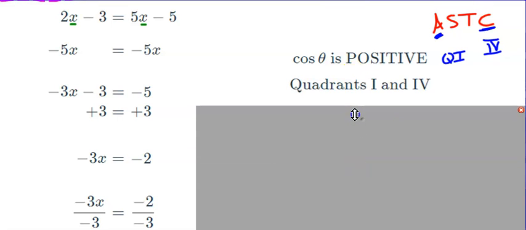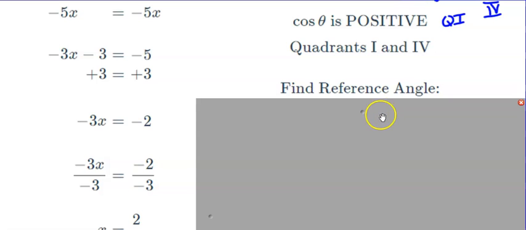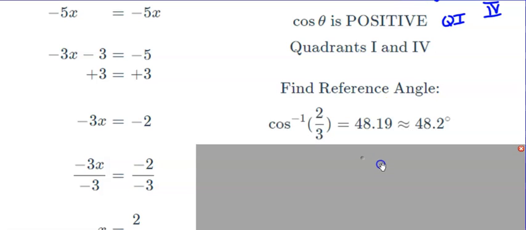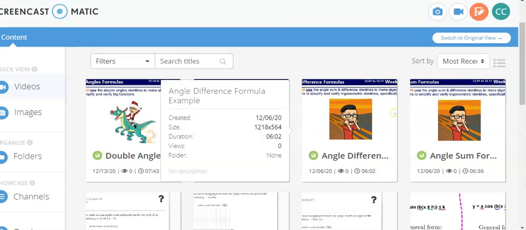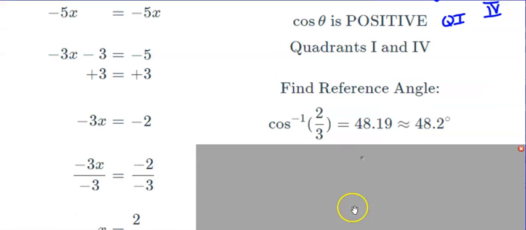So those are our two quadrants that we're going to focus on. Now we're going to find the reference angle by applying the inverse cosine function. This is where you go to your Desmos calculator or your graphing calculator. Make sure that you set it to degrees, not radians. Please make sure you check, okay? I even pull it up myself. Make sure you check that degrees is what you're highlighted for in Desmos or in your graphing calculator.